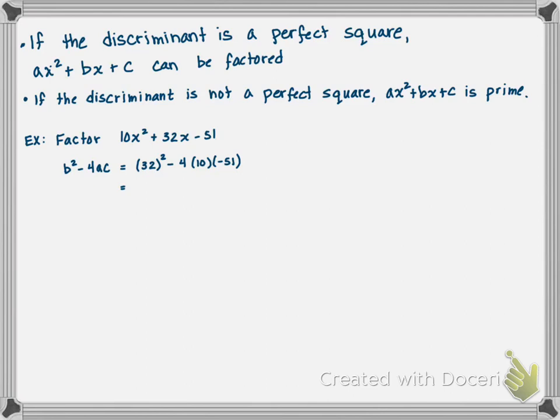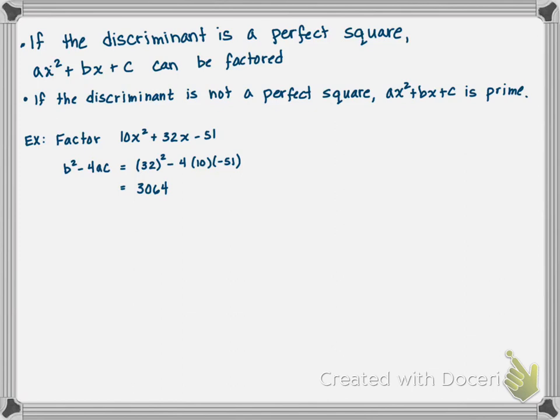It's nasty. 3,064. And so then you're like, how am I supposed to know if that's a perfect square? Well, you just use your calculator. So if you put in the square root of 3,064 and you get a decimal, then it's not a perfect square. And if you don't get a decimal, then it is a perfect square.